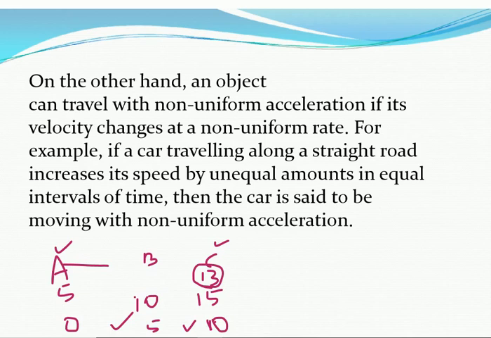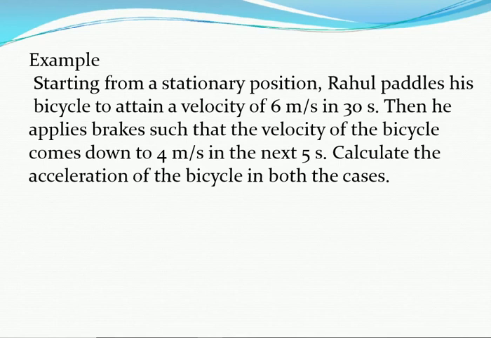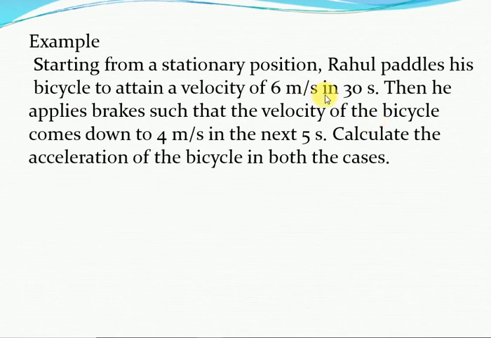Now there is an example. Starting from a stationary position, Rahul pedals his bicycle to attain a velocity of 6 meter per second in 30 seconds. Then he applies brakes such that the velocity of the bicycle comes down to 4 meter per second in the next 5 seconds. Calculate the acceleration of the bicycle in both the cases.